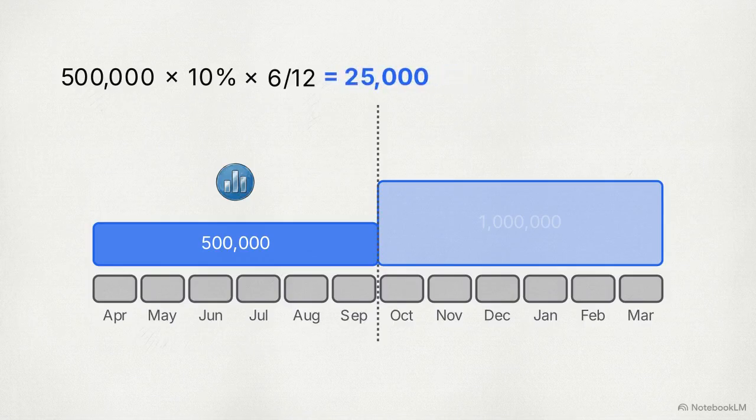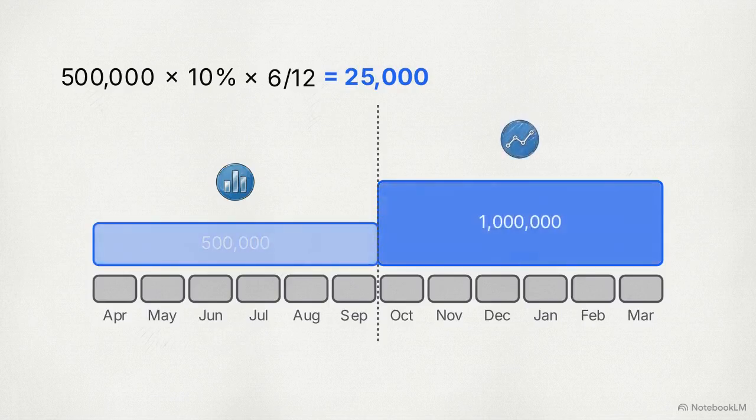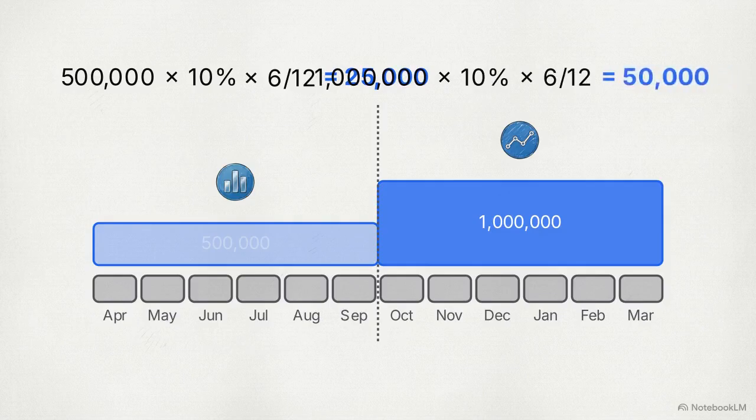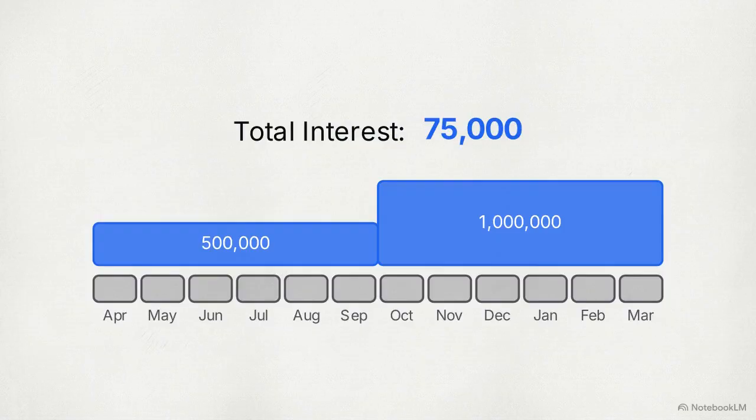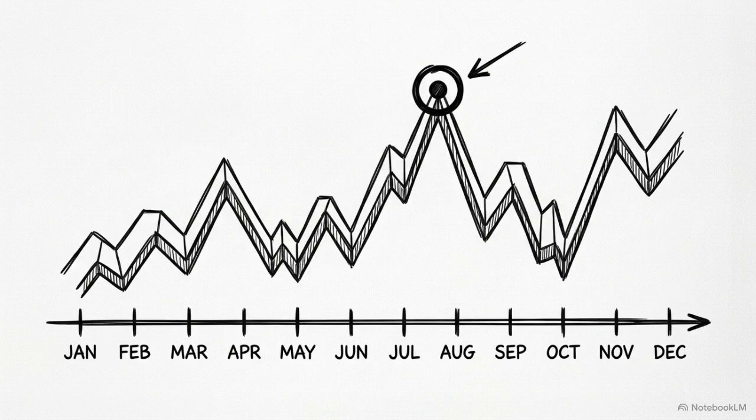For the final 6 months, the active capital increases to $1 million. Applying the same 10% rate and the 6/12 fraction to this new balance generates $50,000. Combined, the partner earns a total of $75,000. This demonstrates the core principle. Interest is only earned on the specific amount of capital active in the business at a specific moment in time.